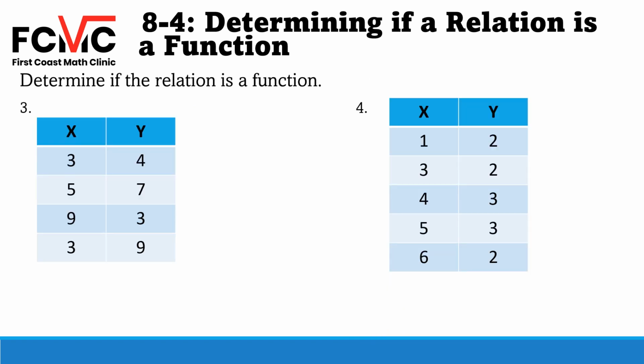Right here we've got examples 3 and 4. We've got a set of tables. X is, as we know, our domain. Y is our range. And again, for this to be a function, each value in our domain has to be paired with exactly one value in our range. So do we see any repeating values in our domain? Well, we notice that we've got this 3 here and here, right? And notice, well, 3 is paired with 4 and 3 is paired with 9. Because of that, because 3 is paired with multiple values, this is not a function.